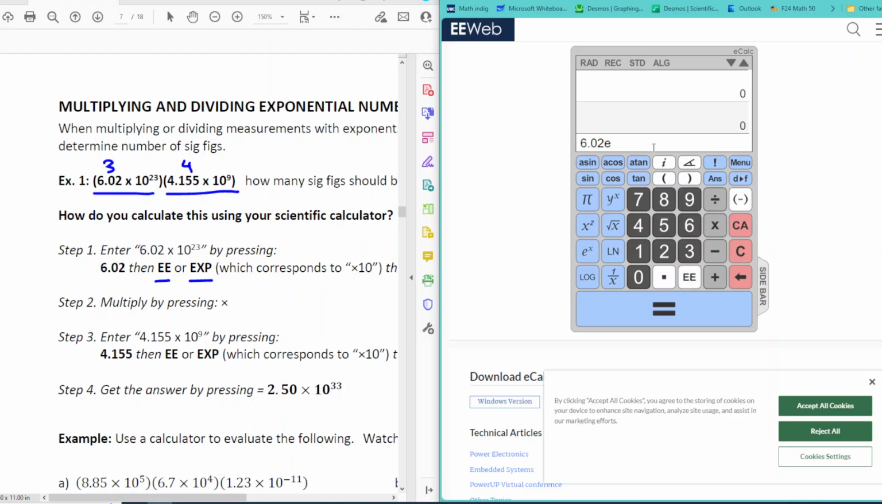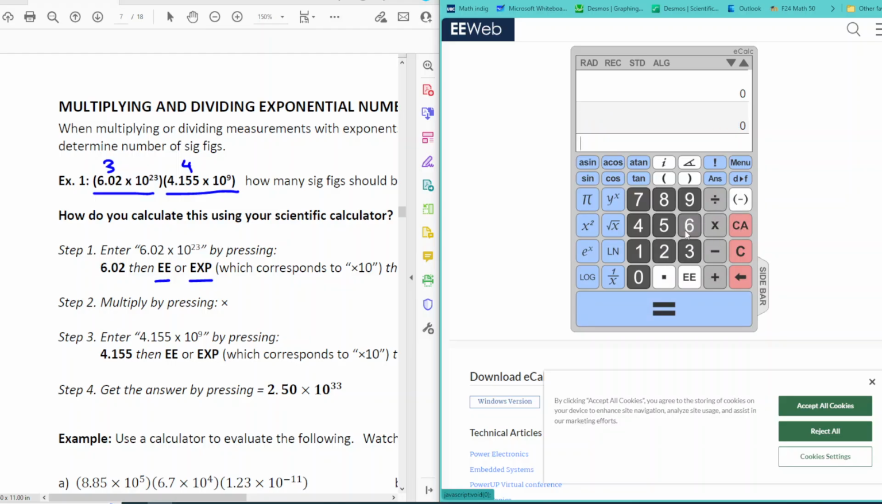Some calculators will automatically put a times 10 to that. But because I've hit this, I no longer need the times 10. My calculator now knows I'm in this notation. So I'm just going to type 23. So this calculator knows that this is 6.02 times 10 to the 23. In fact, let's just show you a smaller number. Like if I put 2.3 EE4, that means 2.3 times 10 to the 4. So if I hit equals, it's going to show me 23,000 as an answer.